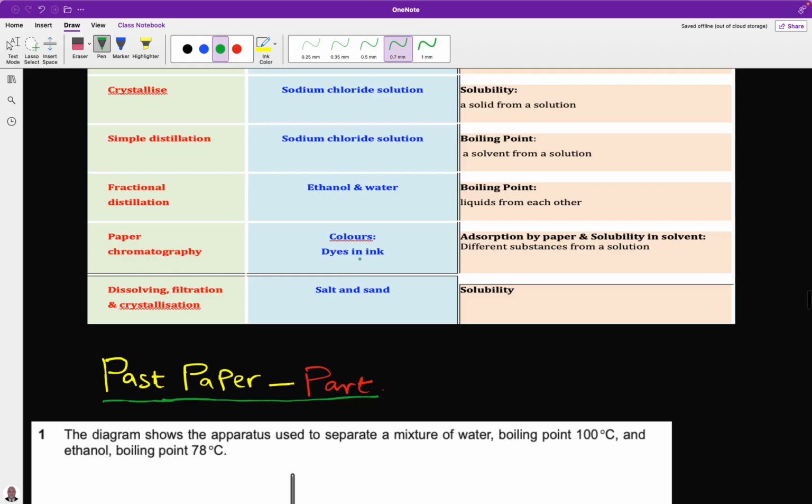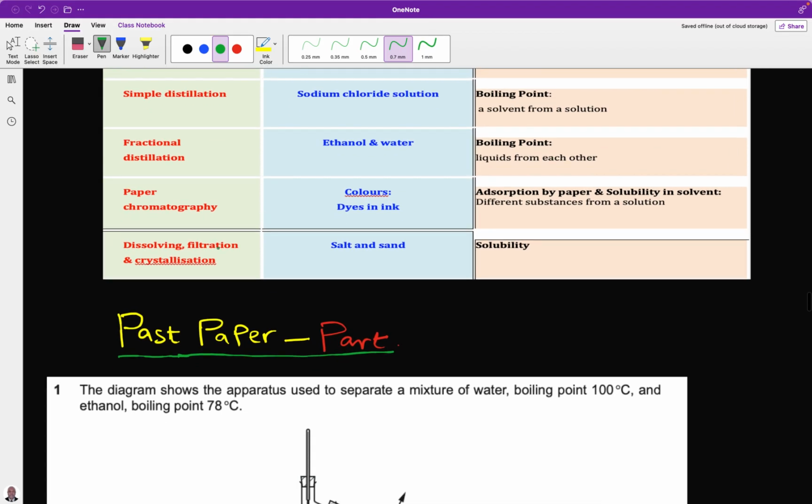Now, colors. A mixture of dyes. What will the property be? The property here will be absorption by paper and solubility in a solvent. This will be used to differentiate the substances into their different components. And what technique is used to separate the different components in the dye? We use paper chromatography.